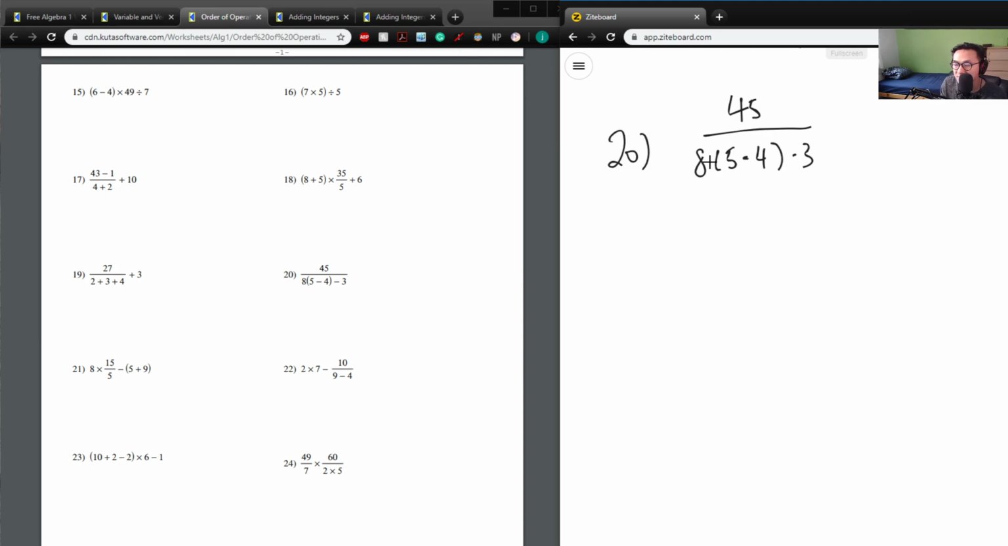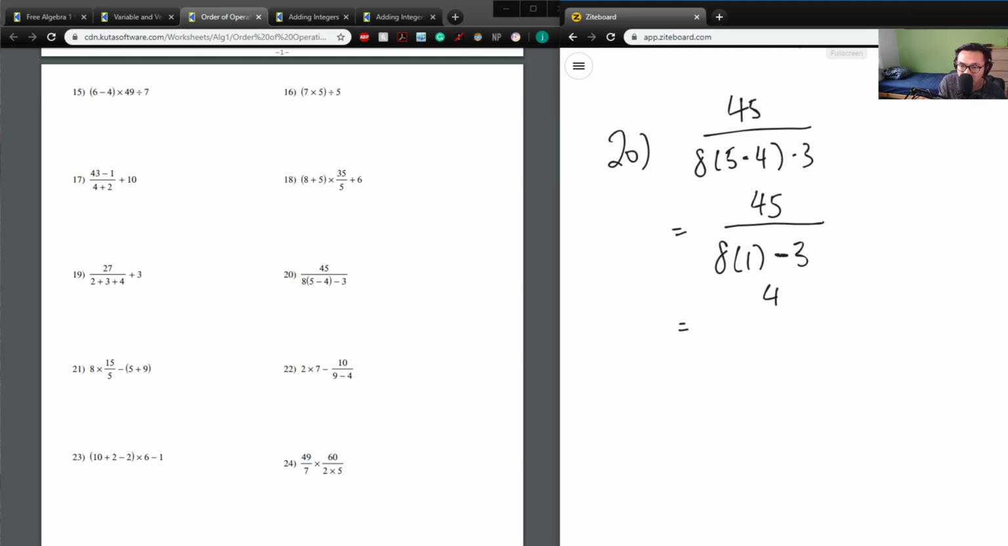Again, PEMDAS states that we do parentheses first, so let's do that first. This is going to equal 45 divided by 8. Again, 5 minus 4 here, we're doing the inside operation first. 5 minus 4 here is 1. So I'm left with this 1 here minus 3. And again, I have this concept of division first and multiplication. But I can't do 45 divided by 8 minus 3 here. I have to do something else. I have to do this 8 times 1 here first. So I'll do that operation first.